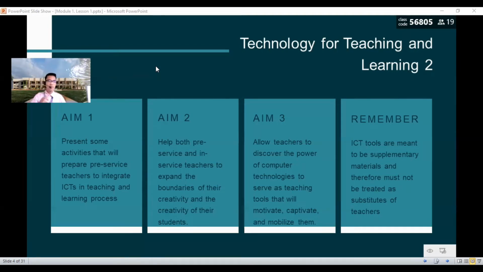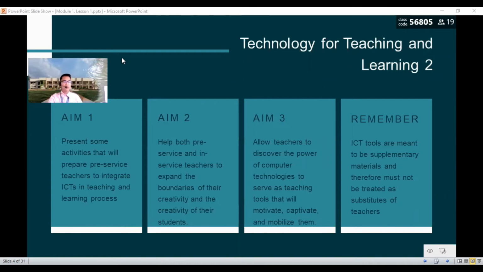But remember, class, this is very much important: ICT tools are meant to be supplementary. These are just supplementations. Take note, ha? Wala pa ring makakapalit sa teacher because these are just supplementary materials. And therefore, ICT tools must not be treated as substitutes of teachers. So ang ginagawa na lang natin, baka mamaya, pagpasok nyo sa classroom, good morning class, tapos allow the technology, allow the ICT to deliver the content.